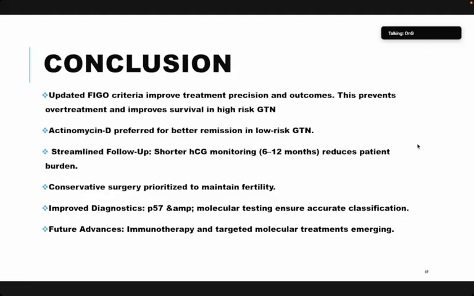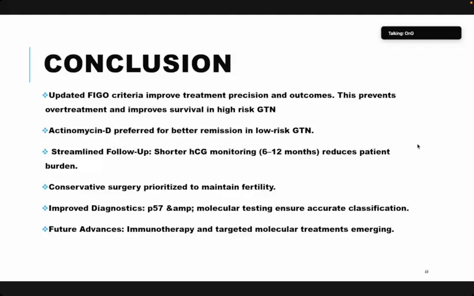So in conclusion, the updated FIGO criteria improve precision and outcome. They also prevent over-treatment and improve survival of high-risk GTN. Actinomycin D is preferred for better remission in low-risk GTN. Future advances will likely focus on individualized treatment guided by molecular profiling, fertility preservation, and improved access to GTD care globally, particularly in low resource settings.